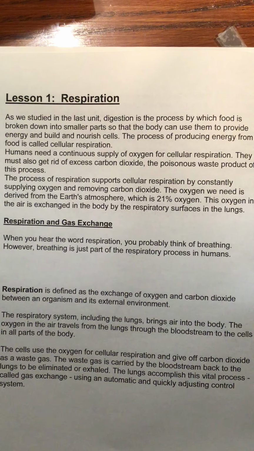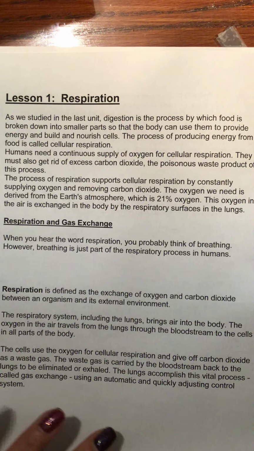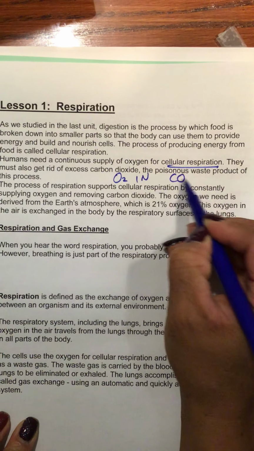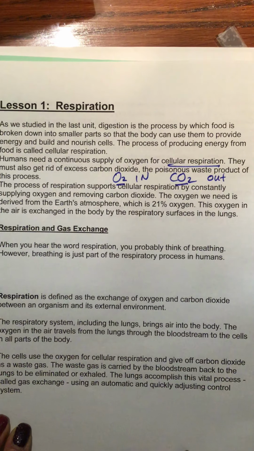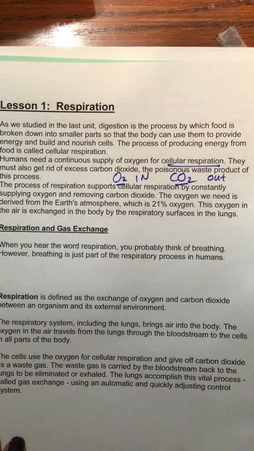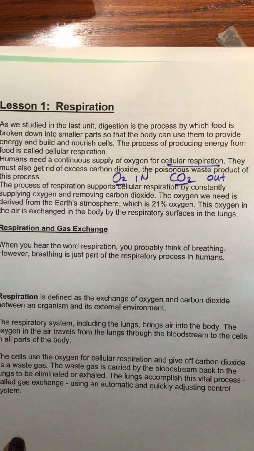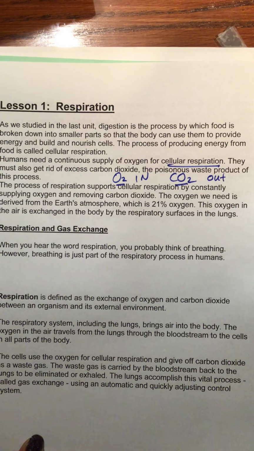We need them not just for producing energy, but for making more cells and to maintain the cells for homeostasis. So we need a continuous supply of oxygen for cellular respiration. So we need the oxygen in and the CO2 out. So these are the processes that we accomplish in the process of respiration.